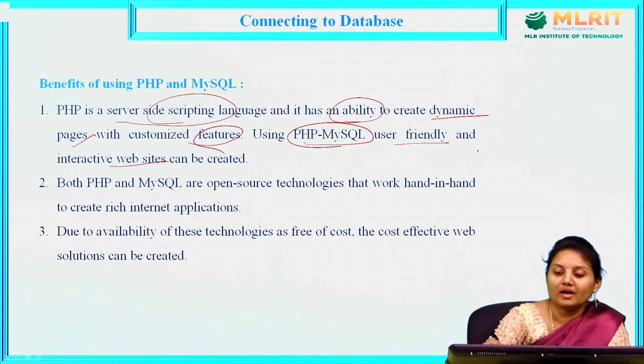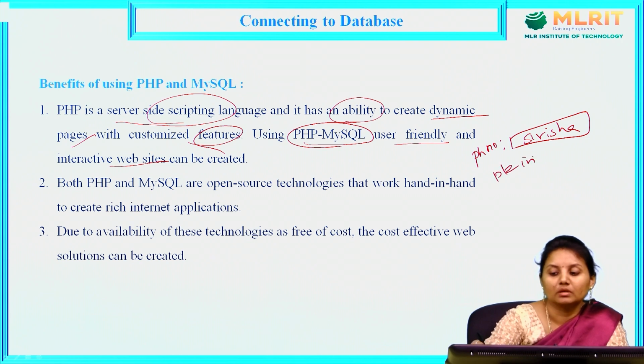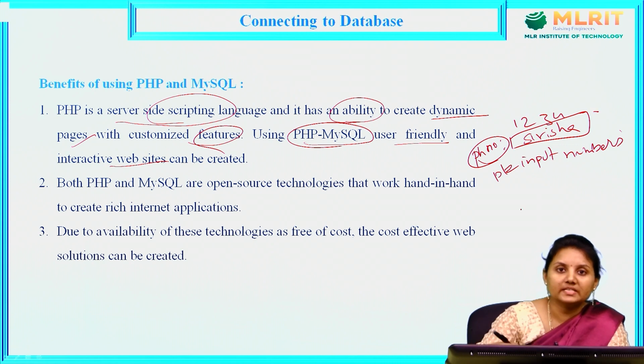Suppose you have a phone number as one input. If the user gives some name here in text format, then we have to do the validation and give an error message saying please input numbers. So the user will understand, okay, this is a phone number, I am entering text, I should enter numbers. Then he will go with numbers here. So this is what interaction is.